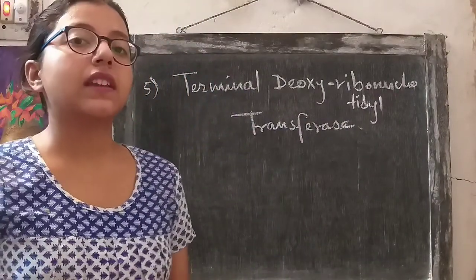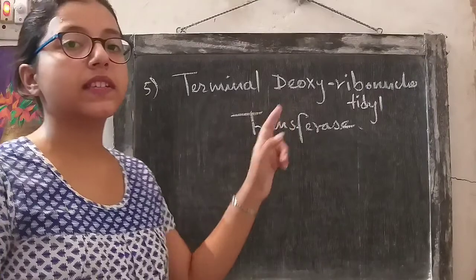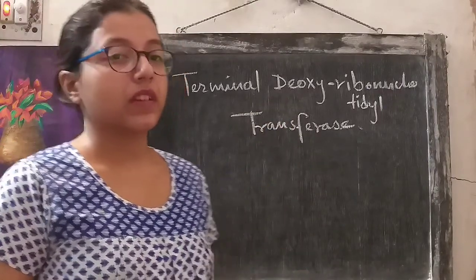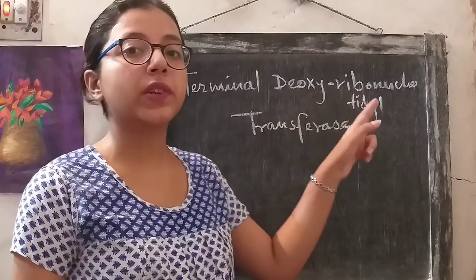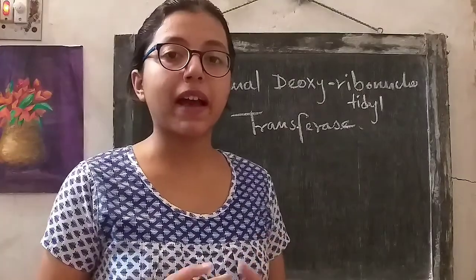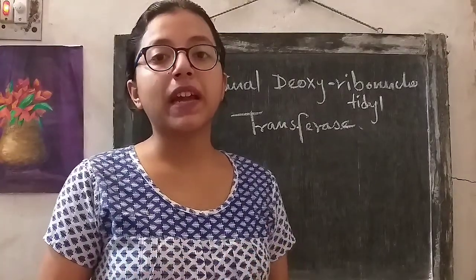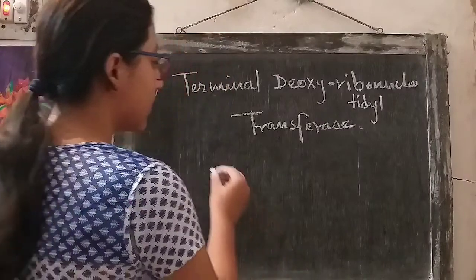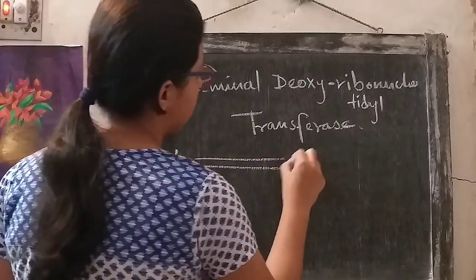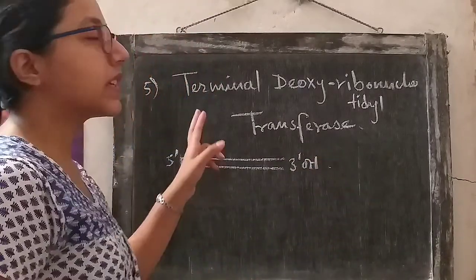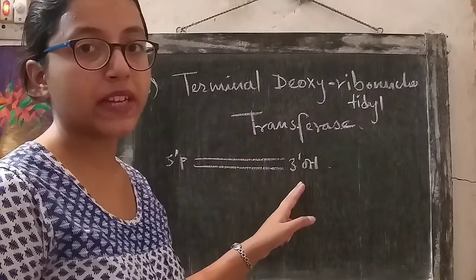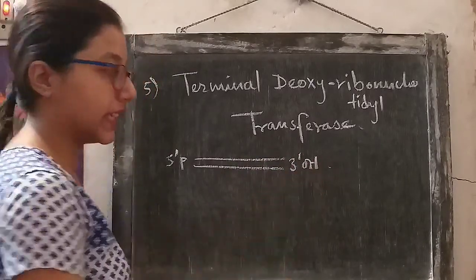Now coming to the last class of enzyme, that is terminal deoxyribonucleotidyl transferase. The name is a long one. Terminal deoxyribonucleotidyl transferase. What is the function of this enzyme? This enzyme adds nucleotides at the 3' end of the DNA. So if this is a DNA, 5' phosphate, 3' OH, this enzyme will add nucleotides at the 3' end of the DNA.